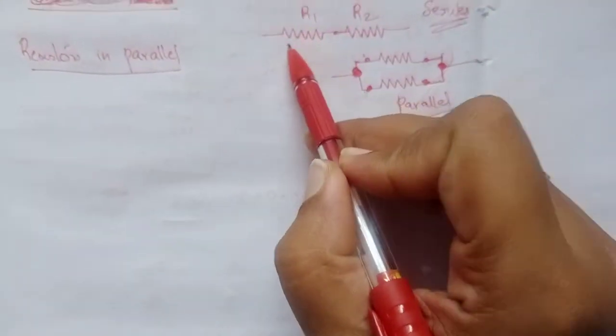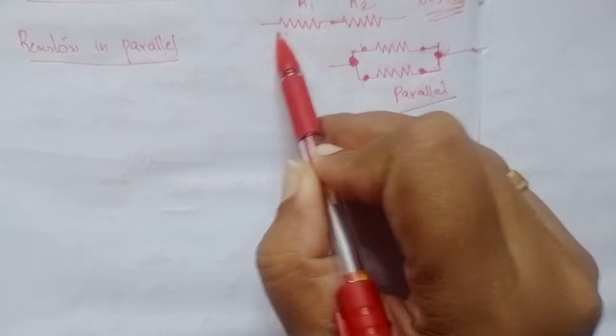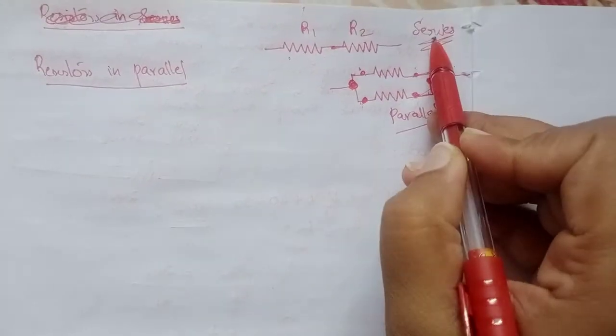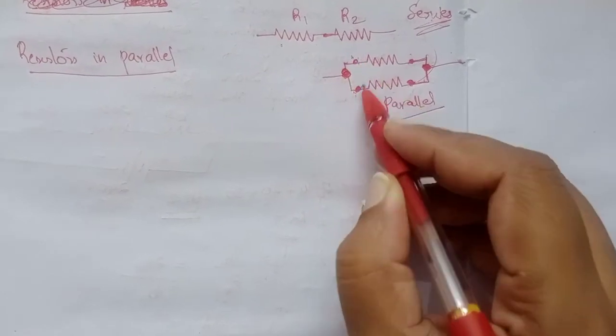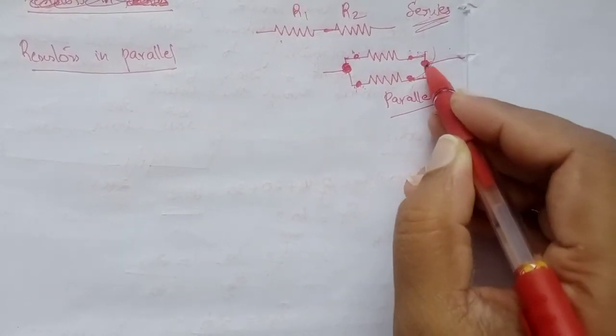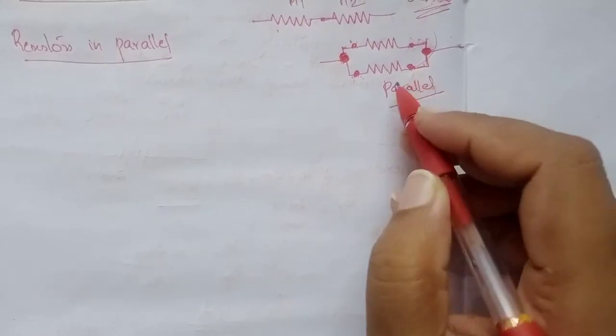So when one resistor is connected after another, if there is a continuity in the connection, then we call it a series connection. And if the starting ends are connected to one point and the ending ends are connected to another point, we call it a parallel connection.